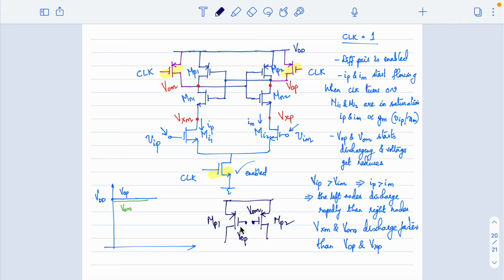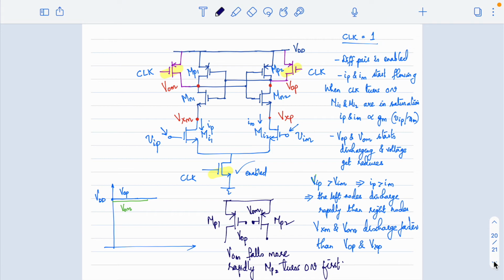Whether MP1 will turn on or MP2 will turn on. MP2, yes. Since your VOM falls more rapidly, your MP2 turns on first. So what will happen if MP2 turns on first? If MP2 turns on first, the output node will be connected to VDD, right? That is on the right side. So MP2 will turn on first compared to MP1.